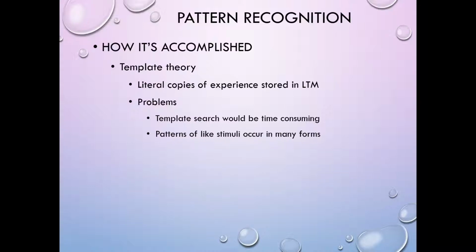Another problem with the template theory is that patterns of things that are in fact similar to each other might not look that similar to each other. So I phrase that as patterns of like stimuli occur in many forms. For example, think of shells. Not all shells look the same, right? Seashells. Some look like snail shells. Some look like oyster shells. Some look like conch shells, which are kind of like snail shells, but kind of not. There are all these different forms of a similar stimulus. What template would suit the concept of shell? I mean, which one gets to be the template, right?